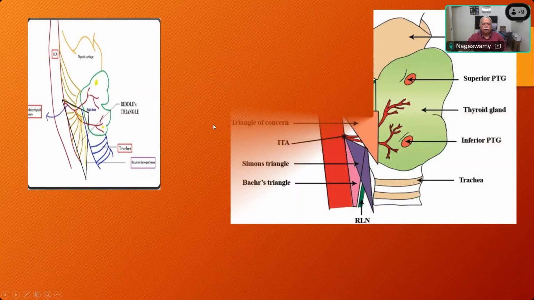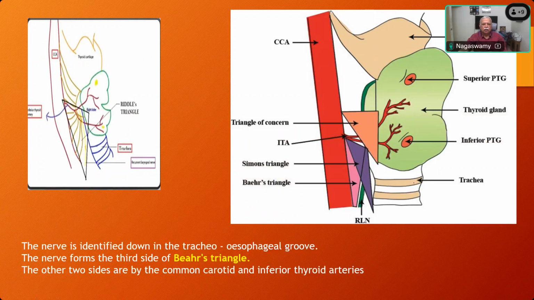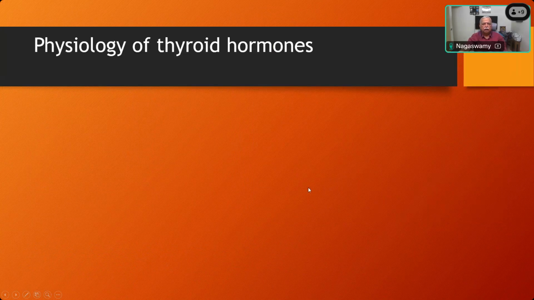And this is what is called the Riddle's triangle, where the recurrent laryngeal nerve is there, which is likely to get injured. And this nerve is identified down the trachea and the esophageal groove. And the nerve forms the third side of what is called the Beahrs triangle. So the other two sides are the common carotid artery and inferior thyroid artery. So that is the location for safeguarding the recurrent laryngeal nerve from injury.